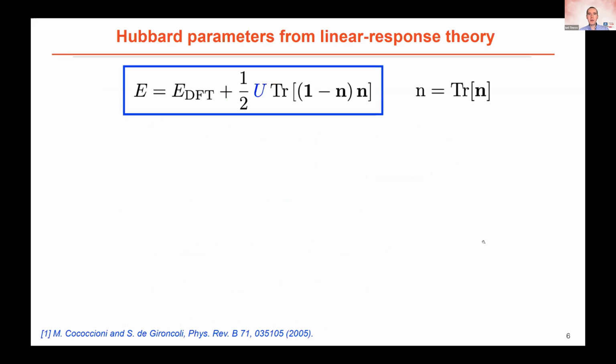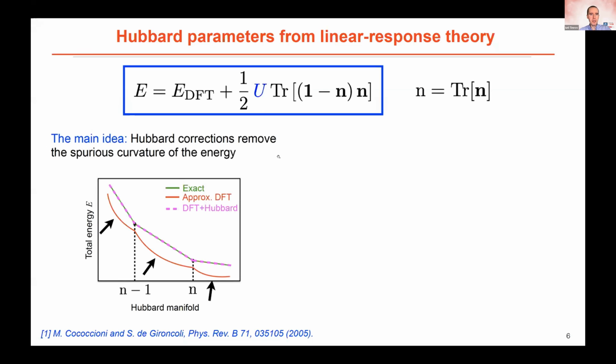Okay, now let me explain how we can compute the Hubbard-U parameter. Here I show at the top of this slide the expression of the energy functional. I simplified it a little bit. I consider just one transition metal atom. I removed the summation over atoms and spin, just for simplicity. N in bold is the matrix, and if we take the trace of this matrix, the sum of the diagonal elements, it will give us the scalar object N.